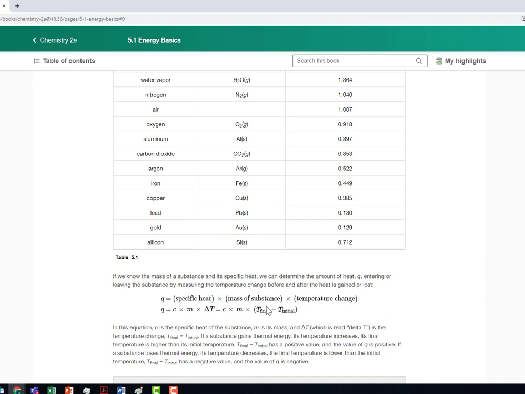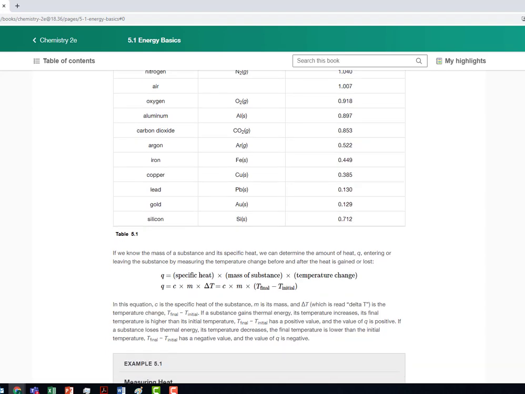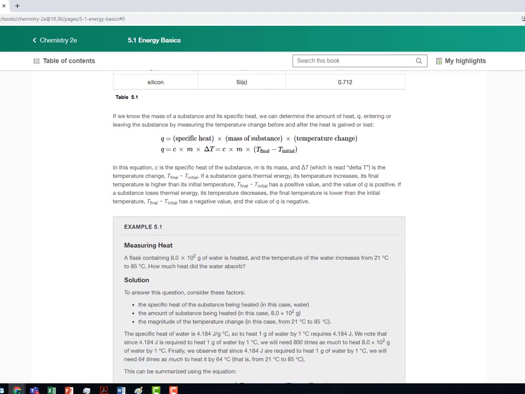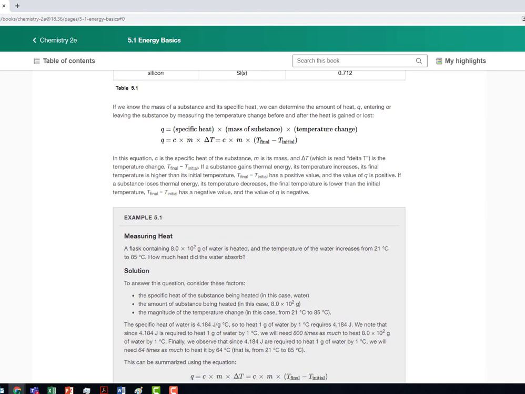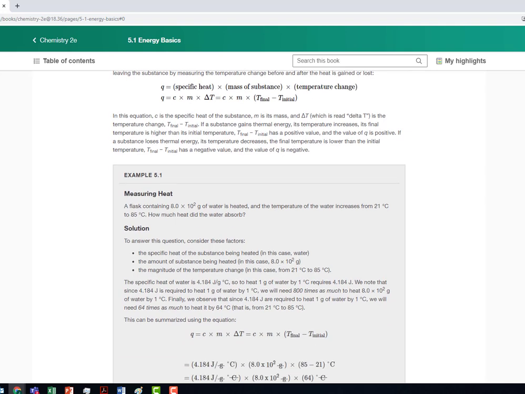This calculation of delta T, final minus initial, is a thing that will continue to come up in this module. So just be aware that that is not a trivial thing, and there will be times where we have to think a little bit about which way the temperature is changing. There are some examples here. I would recommend that you look through those in your book and make sure you feel comfortable with that.